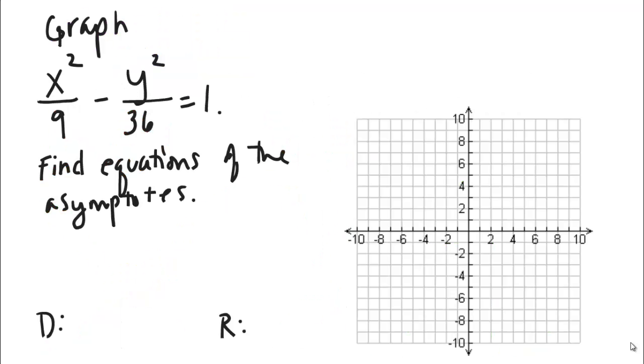Let's try to graph this hyperbola: x squared over 9 minus y squared over 36 equals 1. First thing I want to note is that what's underneath the x is a squared, and a is then going to be 3.